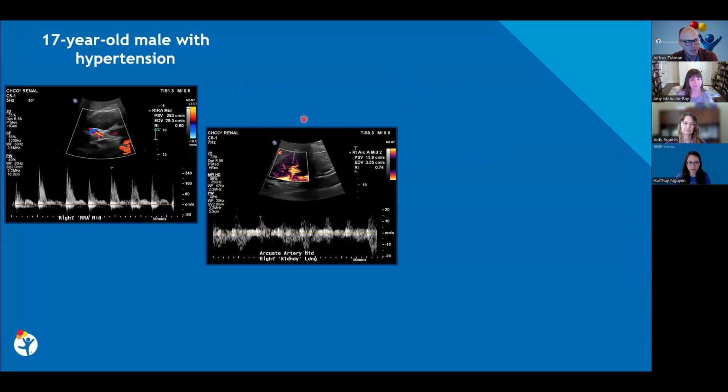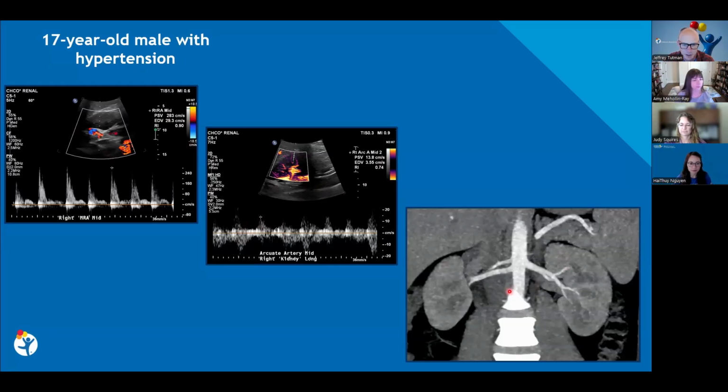All right, so this is a case just to kick off our discussion of renal artery stenosis. This is an older patient who came in with hypertension. Looking at the right main renal artery here, we can see there's elevated velocity, up to about 280 centimeters per second. Looking more distally, the waveforms within the arcuate arteries show pretty reasonable resistive indices. So we called this potentially concerning for renal artery stenosis.